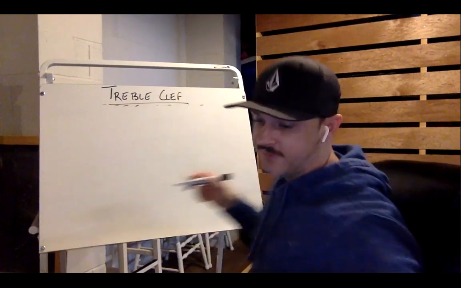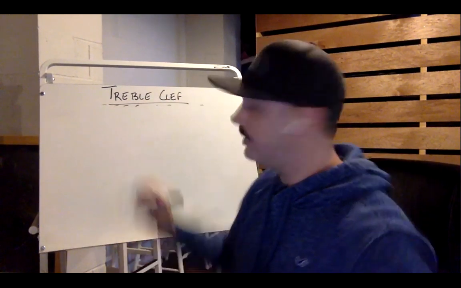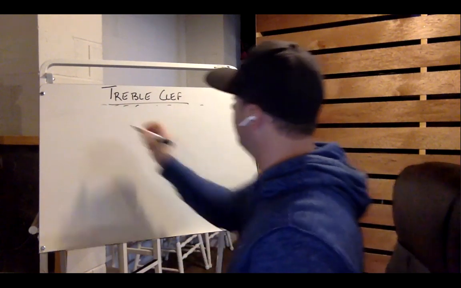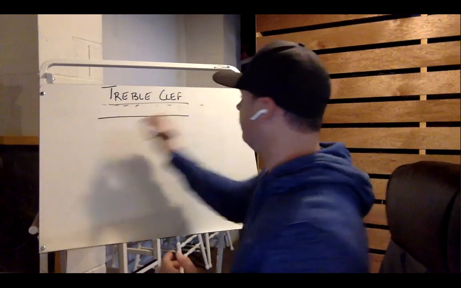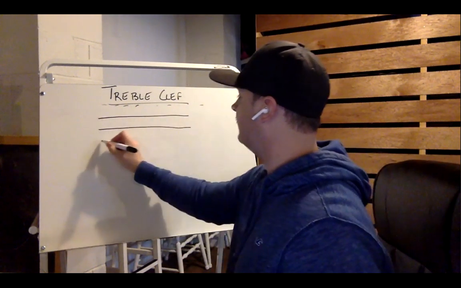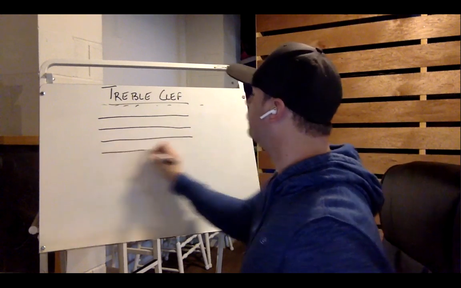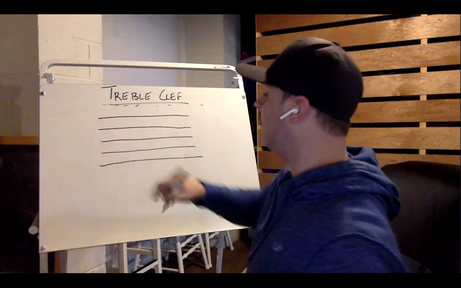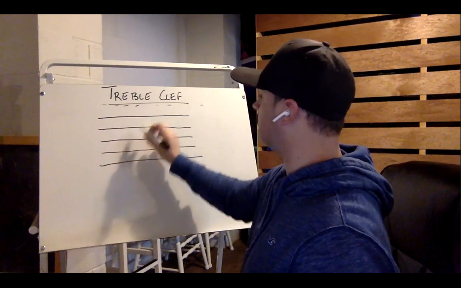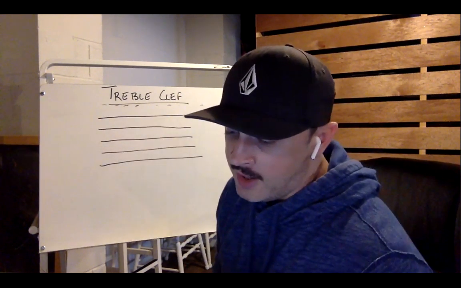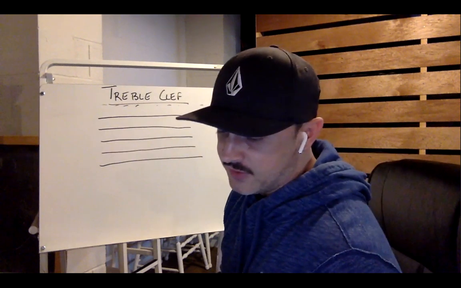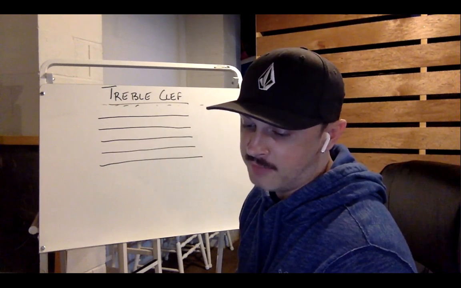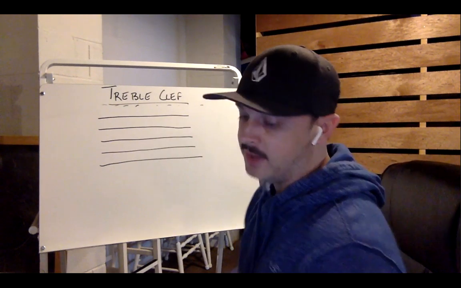All right. So the treble clef, also known as the G clef, encircles the second line of the staff. So hold on, let's draw our staff. Remember from the last lesson, the staff is 5 lines and 4 spaces. Okay, 1, 2, 3, 4, 5. 4 spaces, 1, 2, 3, 4. Okay, so the treble clef encircles the second line of the staff and names it G. The G is above the middle C on a piano keyboard.